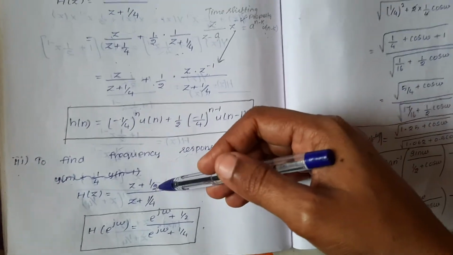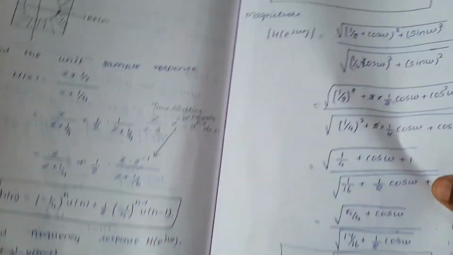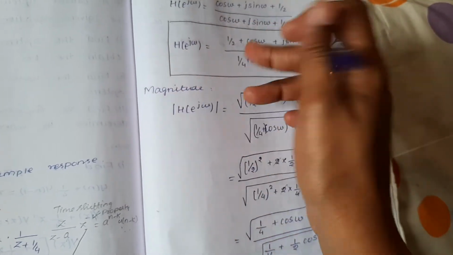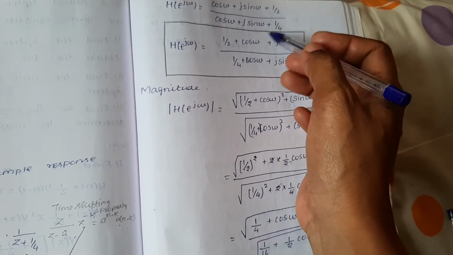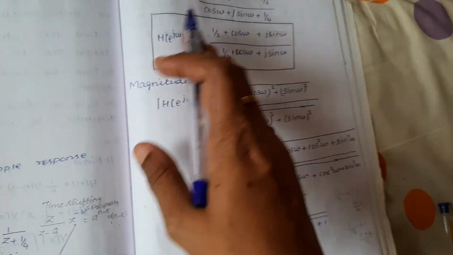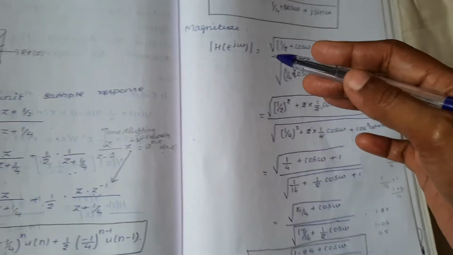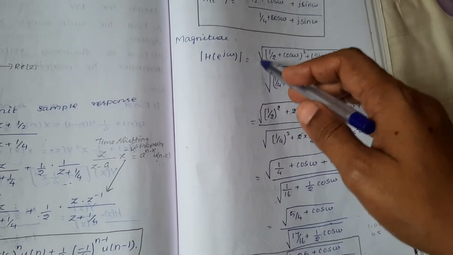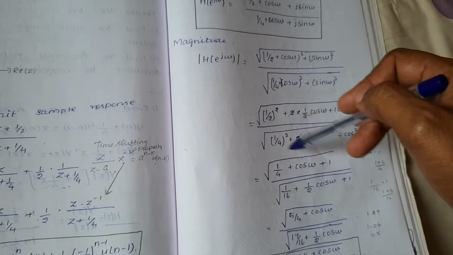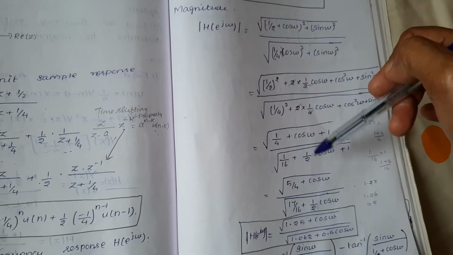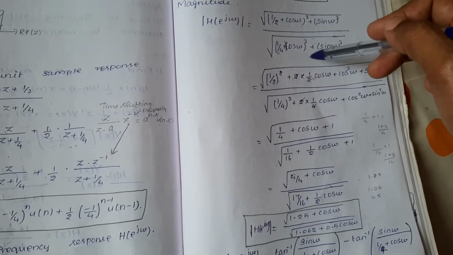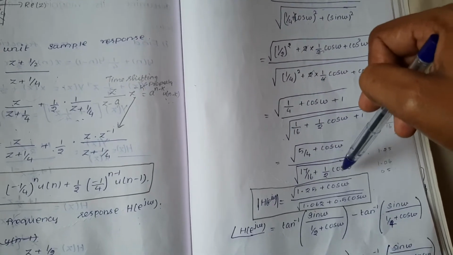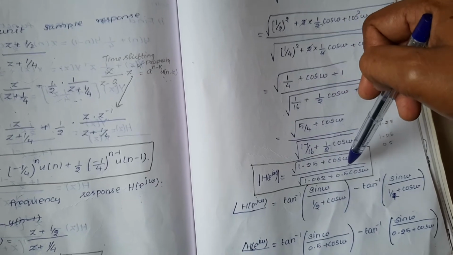In order to find the frequency response, replace z by e power j omega, and after replacing e power j omega, the value is cos omega plus j sin omega. And now rewrite the term, that is the real part separately and the imaginary part. Then it is easy to find the magnitude response. So what is the magnitude response? Root of real part squared plus imaginary part squared. Here also find the denominator, same thing, and apply the a plus b whole squared formula, rearrange it, and you will get the value as root of 1.25 plus cos omega.